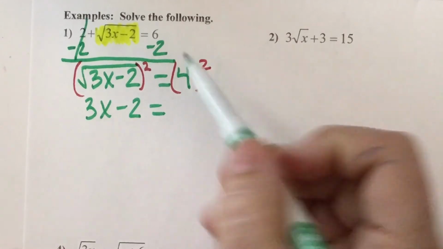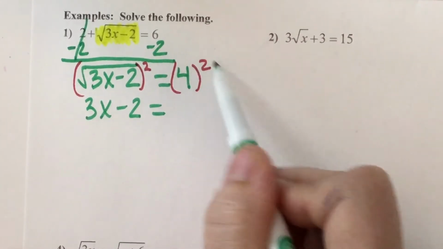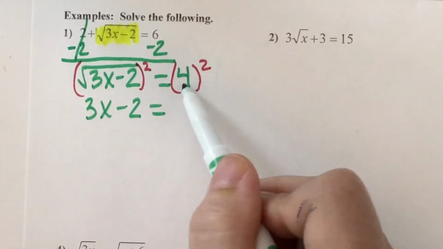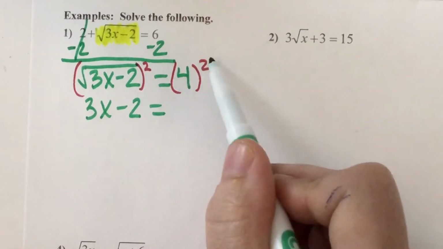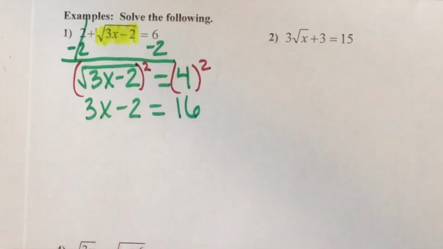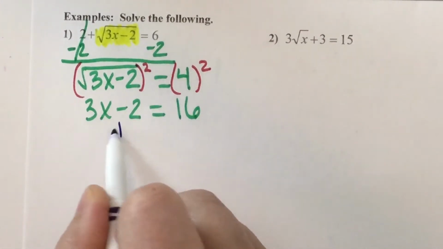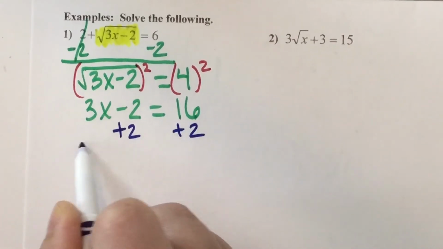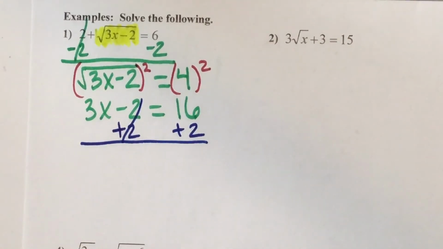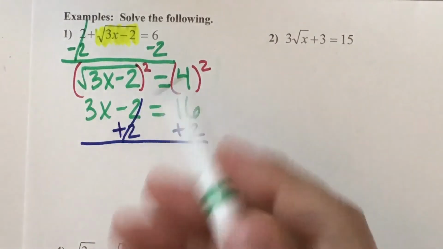And on the right side, there's no around the world thing because this is not a fraction. So what's 4 squared? 4 squared is 16. 4 times 4. And now we just have a little baby equation to solve. This is no big deal at all. To get rid of subtraction of something, we add. So I'm adding 2 to both sides. The 3x is going to come down.